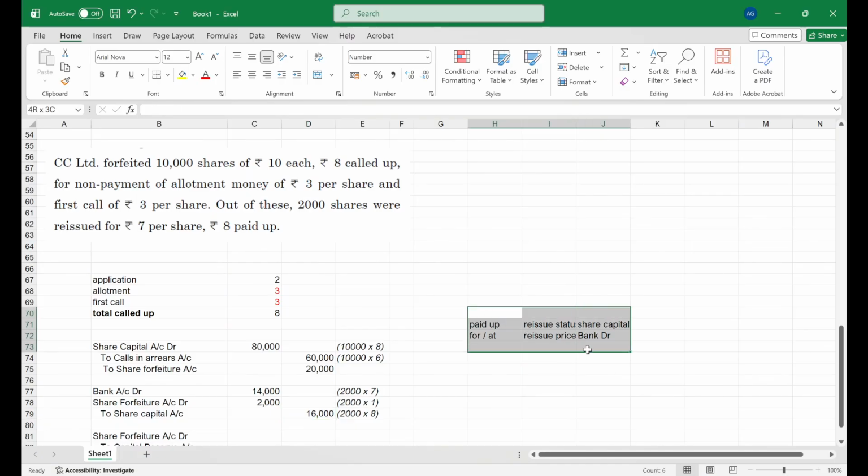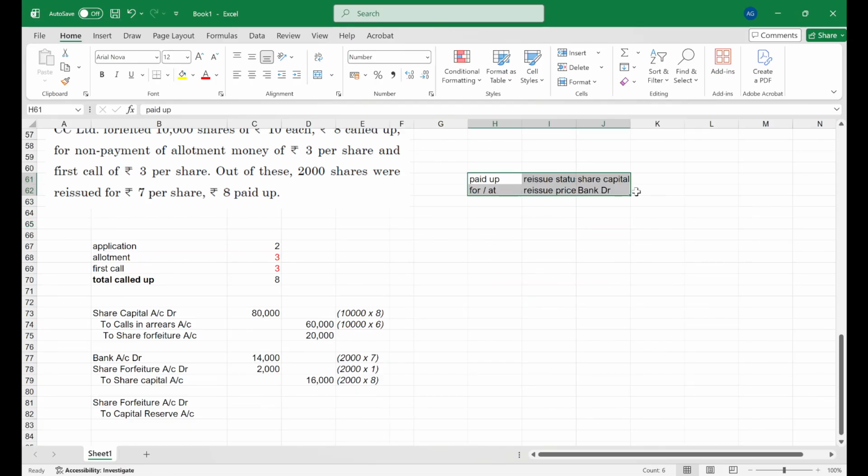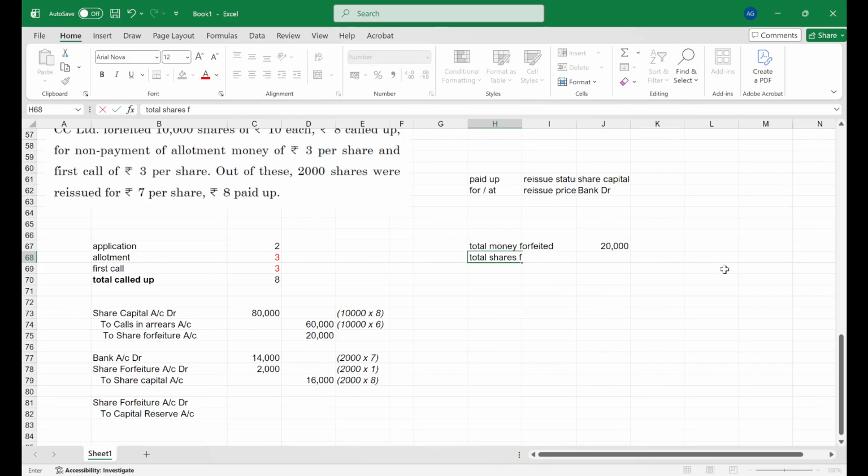Now we have to compute the final amount transferred to capital reserve. Since this is a partial forfeiture, partial reissue question, we have to prepare a working note. Okay, how much is to be transferred to capital reserve? First thing you have to write is total money forfeited, which is always the money credited to share forfeiture account, which is 20,000 in this case. Second, you have to write total number of shares forfeited, that is 10,000. Okay, I have these two basic values.